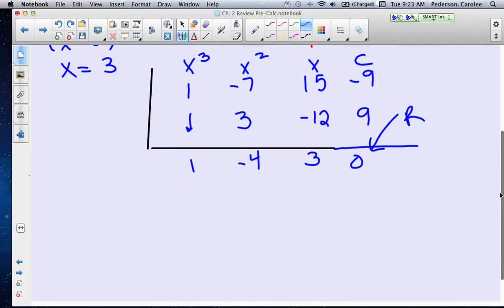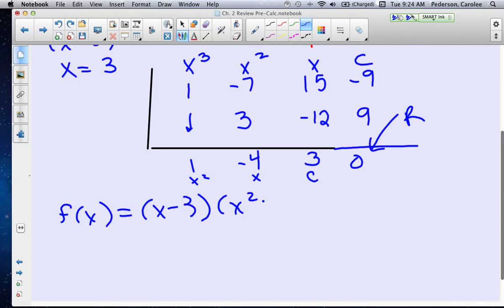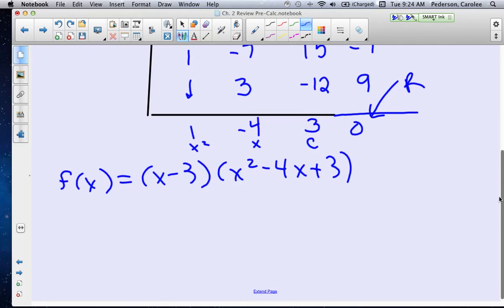So now we drop down to a quadratic. We've taken out the factor of x minus 3, and then what we're left with is my x squared, my x, my constant. So I'm left with x squared minus 4x plus 3. And what I try to do is I try to factor that quadratic equation. If I can't factor it, I use the quadratic formula or complete the square. Most students choose quadratic formula.